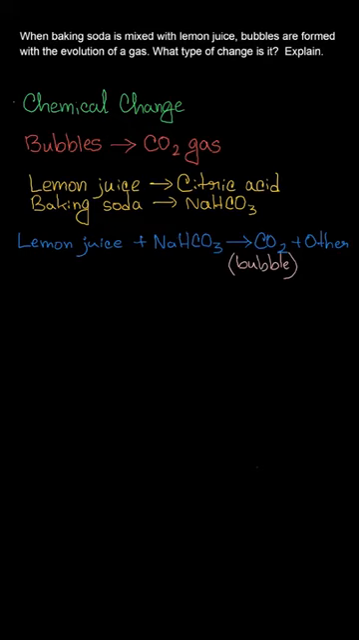Okay, so here we can say that this thing has different properties than these things. That's why it is a chemical change, and also this is an irreversible change. Okay, so the type of change undergone in this reaction is chemical change.